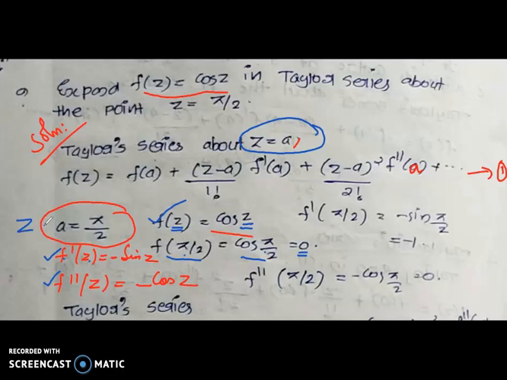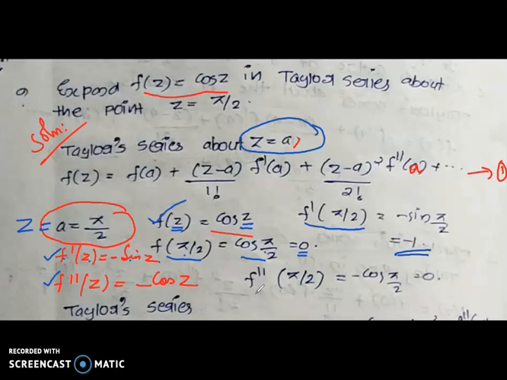So here, instead of z, we take pi by 2. So when sin pi by 2 comes, f dash of pi by 2 is minus sin pi by 2. Sin 90 is 1, so here it is minus 1.